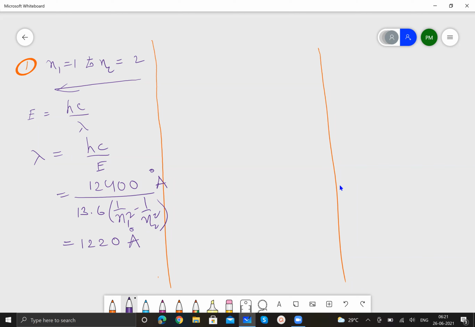So it is 13.6 into 3 by 4. 12,400 into 4 by 13.6 into 3. So this is the simplification. Nearly it becomes 40, this will be around 300 and odd. So that's how you get 1220 angstrom units.